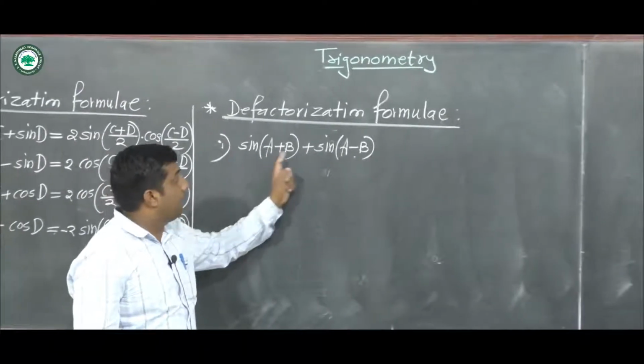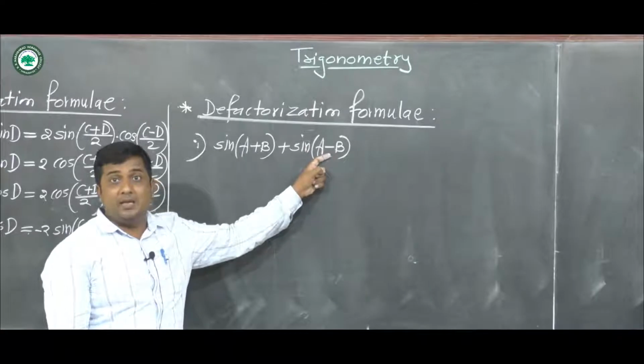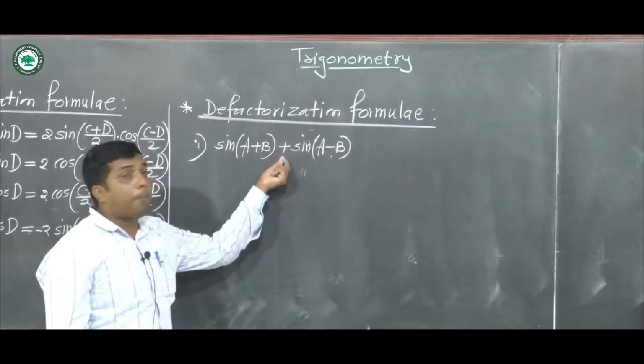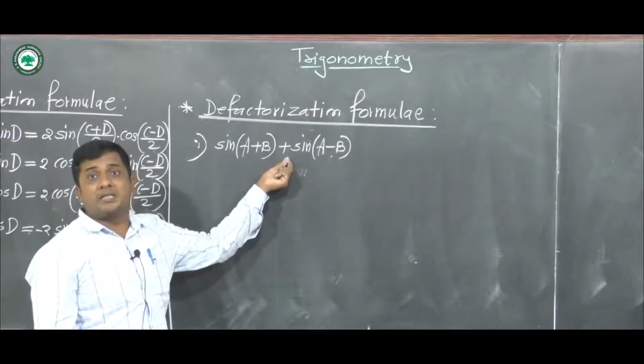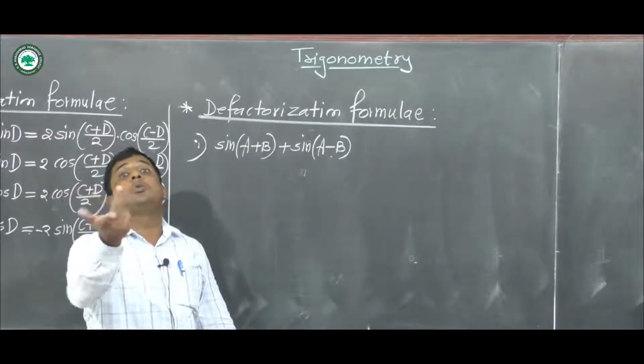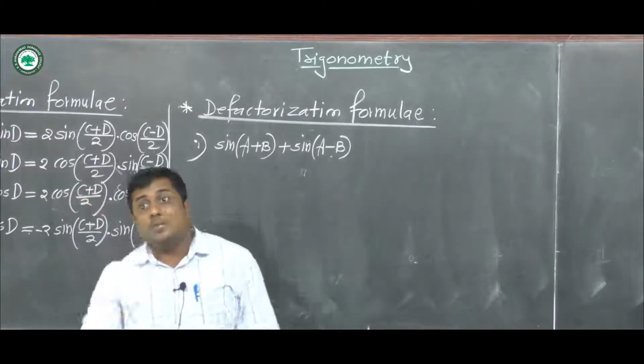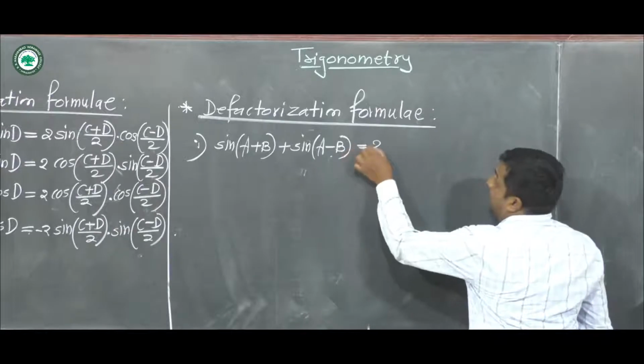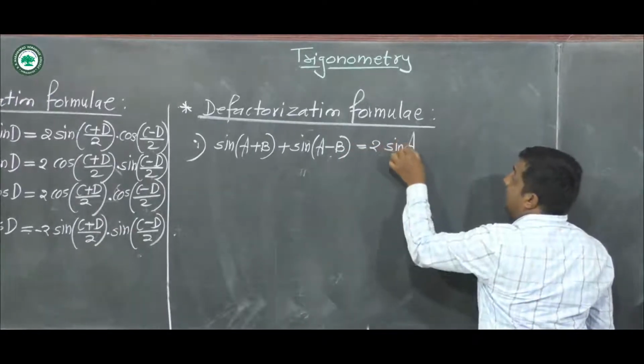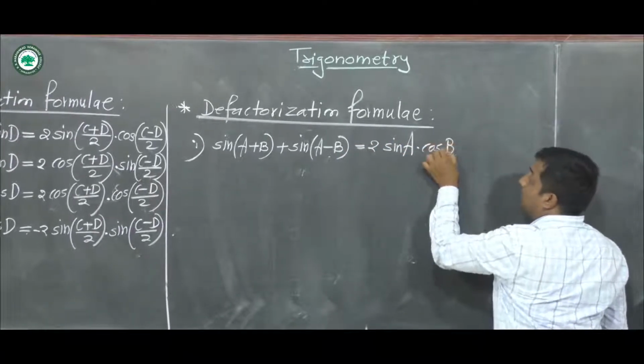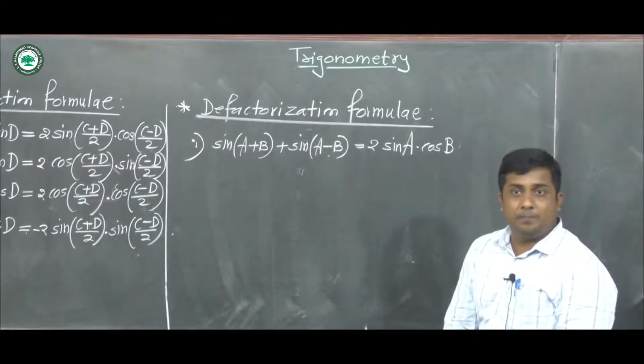Compound angles are A plus B and A minus B, and in between these two, we have a plus sign. If we have a plus sign, then we consider 2 sine cos. So here I write 2 sin A into cos B.